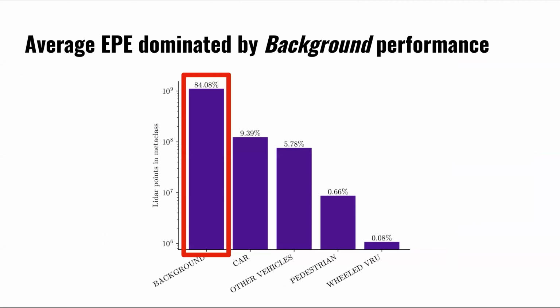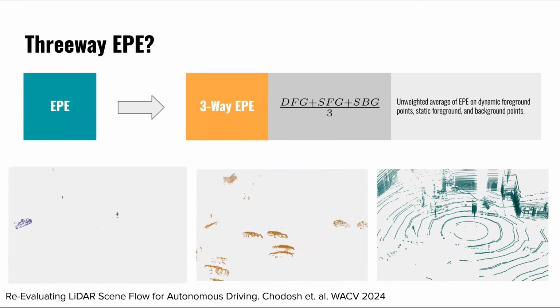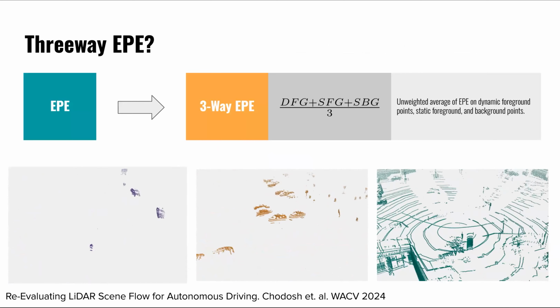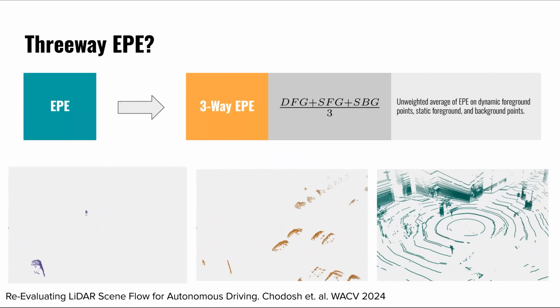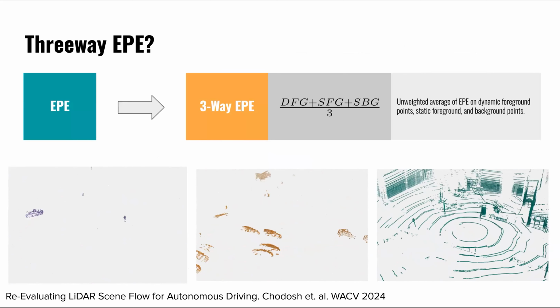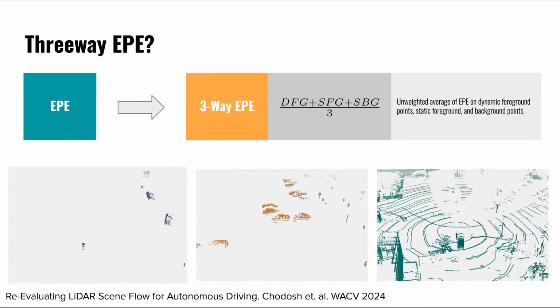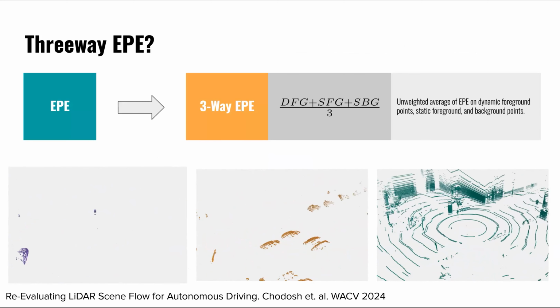The problem is that's going to get dominated by describing the background well, right? 85% of the points are from the background in these real scenes. So last year when we ran this competition, Nate cooked up what's called 3-way EPE, and you split the world into 3 distinct sets, right? Background, foreground static, foreground dynamic. And the idea here is that you have these very different sized buckets, but in principle, you now have some measure of the movers that we care about.